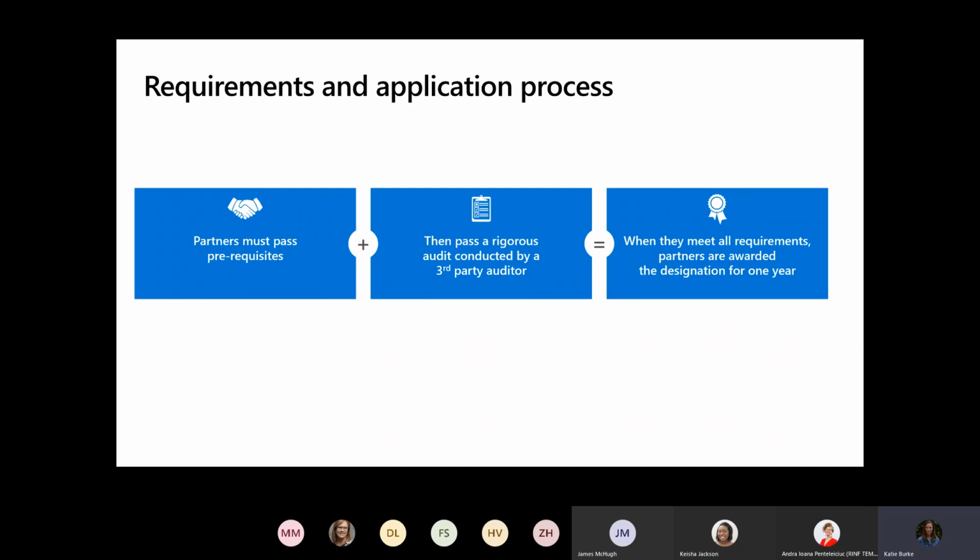All of the details are in the audit checklist, which can be found both in Partner Center and on the website. Once a partner has met all the prerequisites and has passed their audit, they're awarded, they earn the advanced specialization for 1 year. There's the website again.